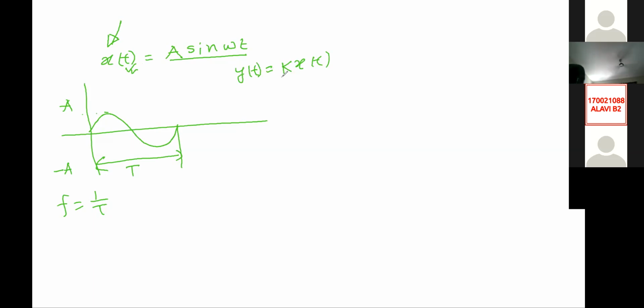If we multiply this signal by k, then what change will there be in the signal? Your amplitude A will be transformed into amplitude k multiplied by A, isn't it? That means this signal will simply be multiplied by k. This is your y(t) then, okay? There will be a vertical stretch. And this is called amplitude scaling.